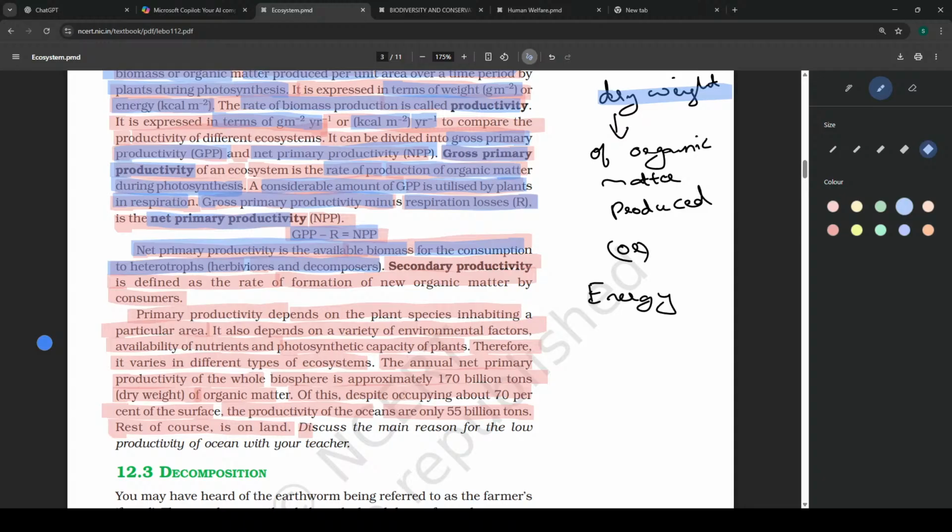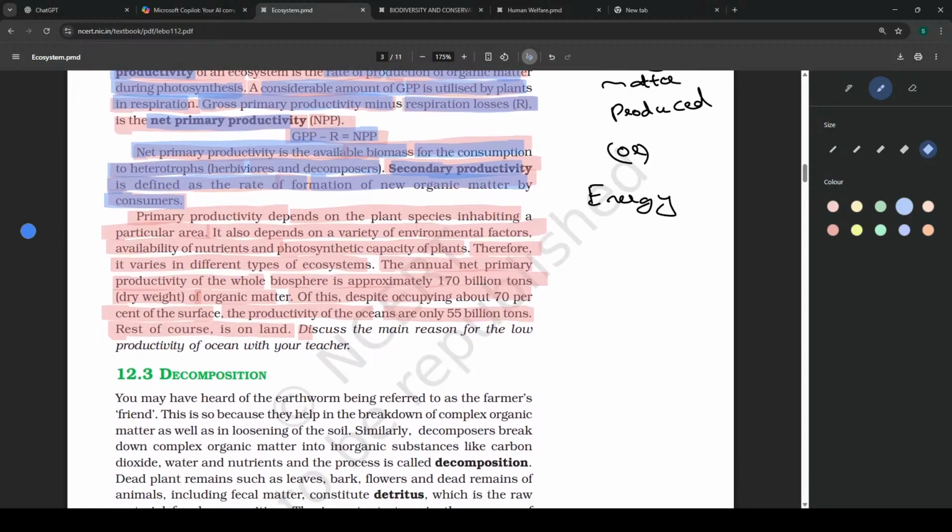Now coming to the secondary productivity. What is secondary productivity? Not much description is given, just a single line. Secondary productivity is defined as the rate of formation of new organic matter by consumers. After they consume the autotrophs, they will also utilize that energy to form new biomass. They will also grow. So the production of this new biomass is known as secondary productivity.